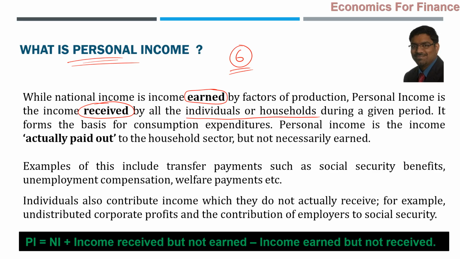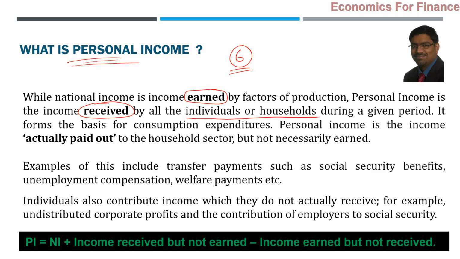Will that be included in national income? The answer is yes. But will that be personal income? No, because he did not receive it. So national income is something which is earned by the factors of production, all factors of production. But personal income is only what is actually received by individuals or households during a given period. And it is the basis for consumption expenditure.